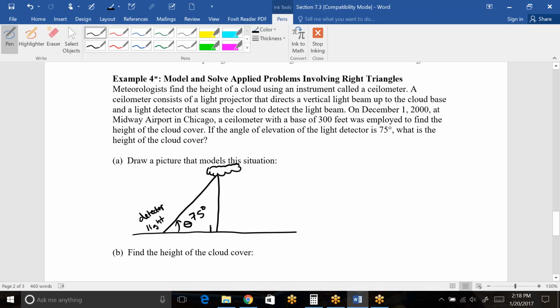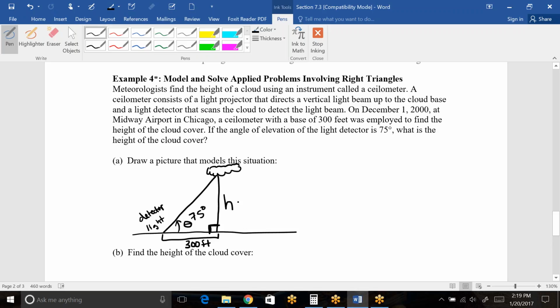Anytime something is directly vertical to the ground, that gives us a 90-degree angle. And the other thing we were told is that the base of this instrument is 300 feet. So that means that this is our whole instrument down here, and it is 300 feet long. And what we want to know is the height of the cloud cover. Okay, so we're looking for the height here.